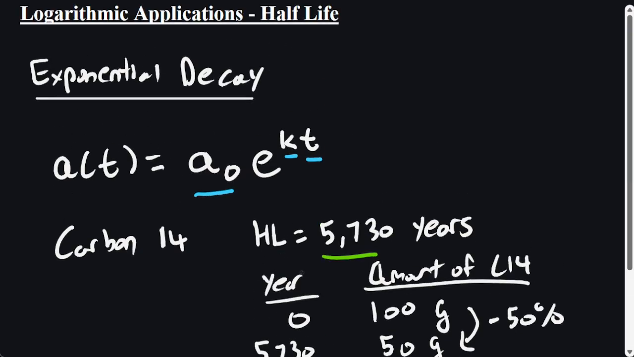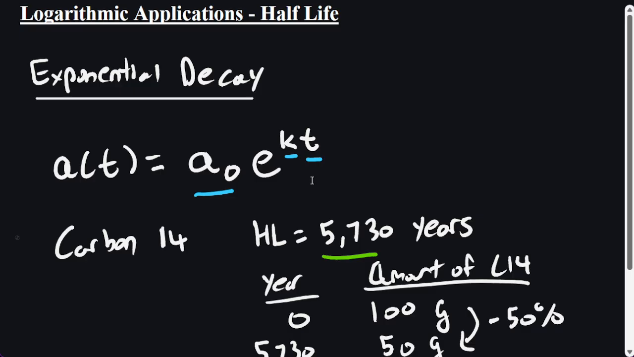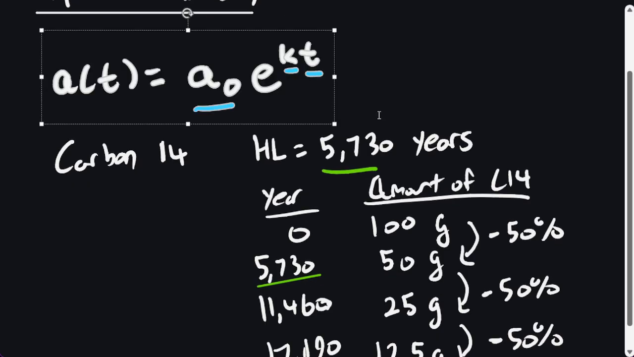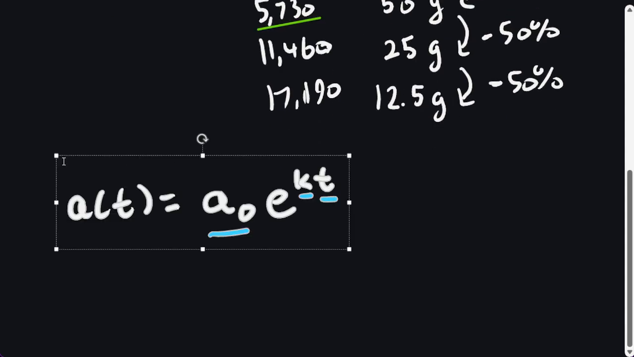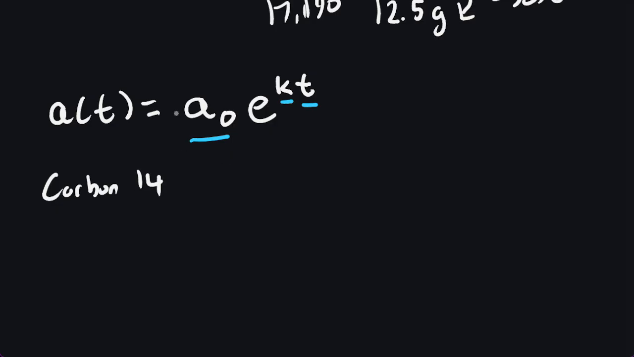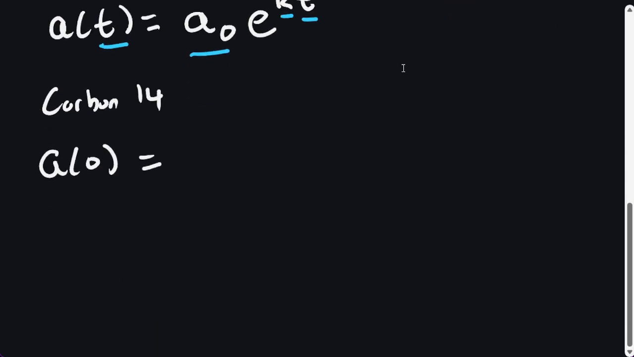So now let's talk about the half-life when it comes to this formula right here: A(t) = A_0 times e^(kt). Let's copy and paste this down here. Okay, so this is our formula. We know for carbon-14 in particular, assuming t is in years, A(0) equals, let's say we start out at 100 grams right here. So A(0) is 100.